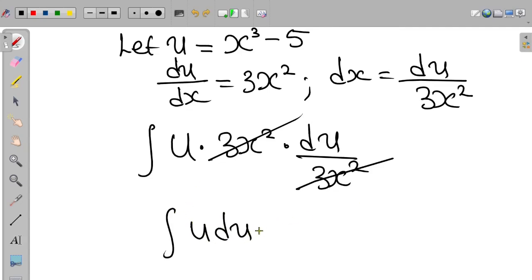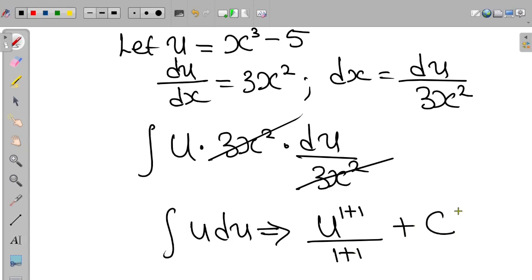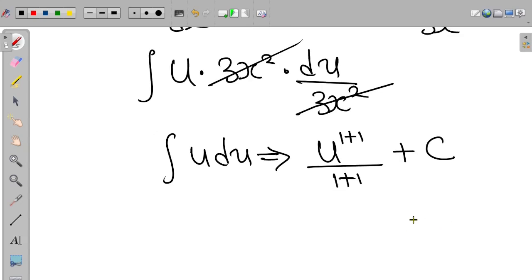At this point, we can integrate this, and we have that this is u to the power of 1 plus 1 divided by 1 plus 1, plus the constant of integration c. And we have it now that this is u to the power of 2 divided by 2 plus c.